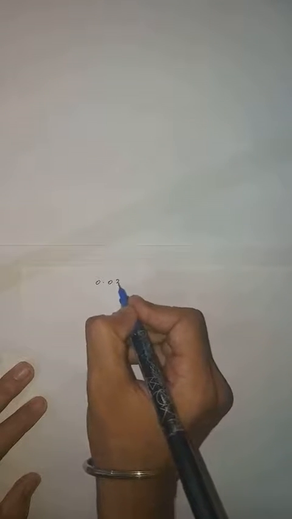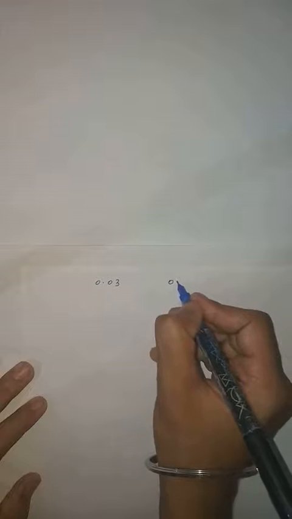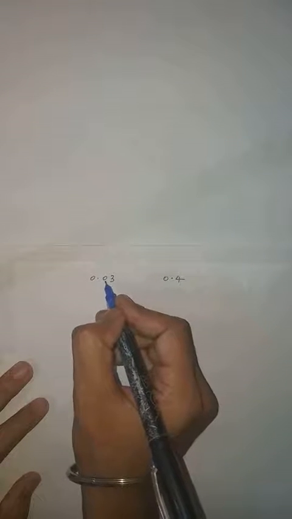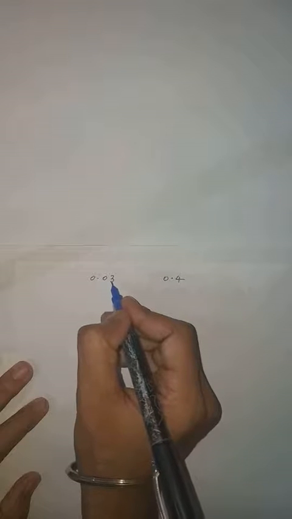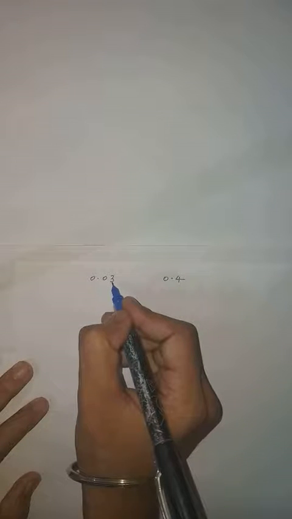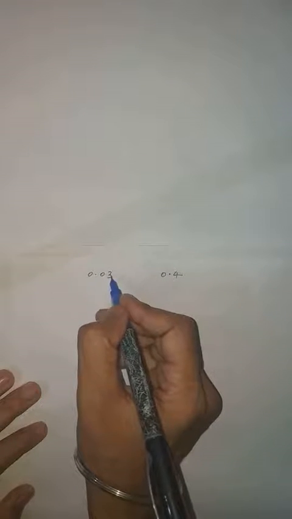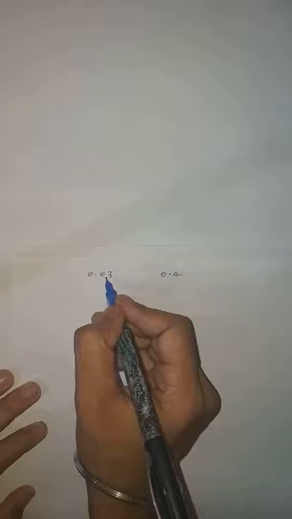Let us take this: 0.03 and this is 0.4. Clear? Now which one is greater, students? You have to find out. So now you know that after the decimal, 0 and 3 means this is on the hundredths place, and the other is on the tenths place. Now, students, you can see after the decimal this is 0, so 3 is given. Okay? So 3 is on which place? 3 is on the hundredths place. Clear?